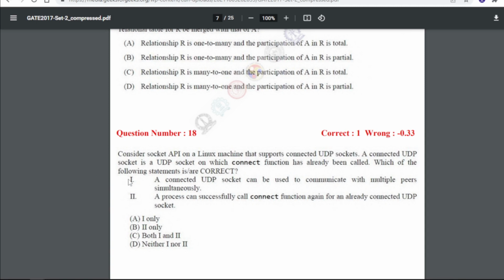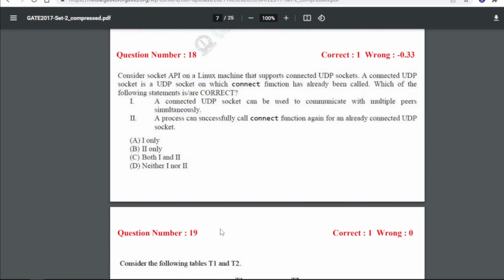A connected UDP socket is a UDP socket on which the connect function has already been called. Which of the following statements is/are correct? So for 18, our answer is B, that is, second only. A process can successfully call the connect function again for an already connected UDP socket.